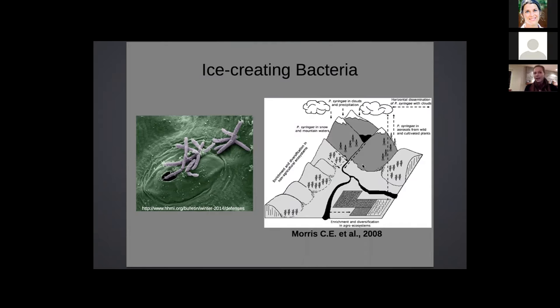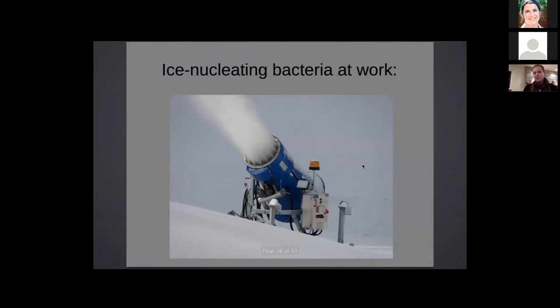But we don't really care why they're doing it in some ways, because we can co-opt it anyway, right? So one example of this is in an ice cannon, right? So you can create snow using these bacteria to nucleate the ice formation. So now I think Noah is going to talk about bacteria on skin. So now for something completely different.